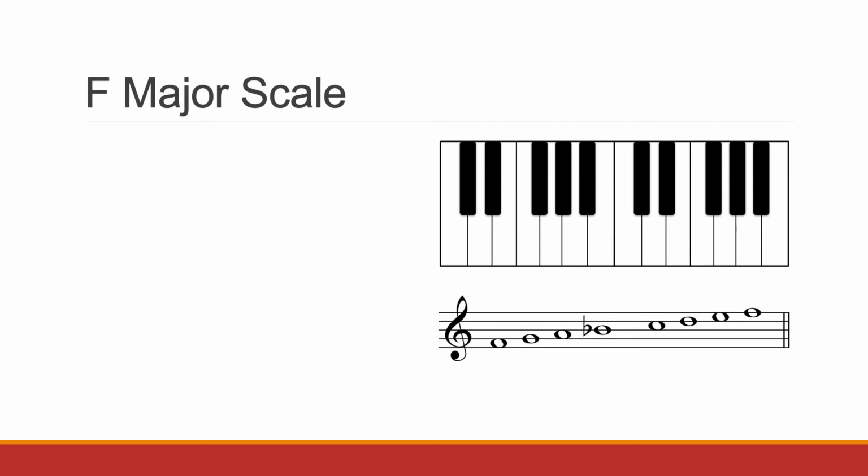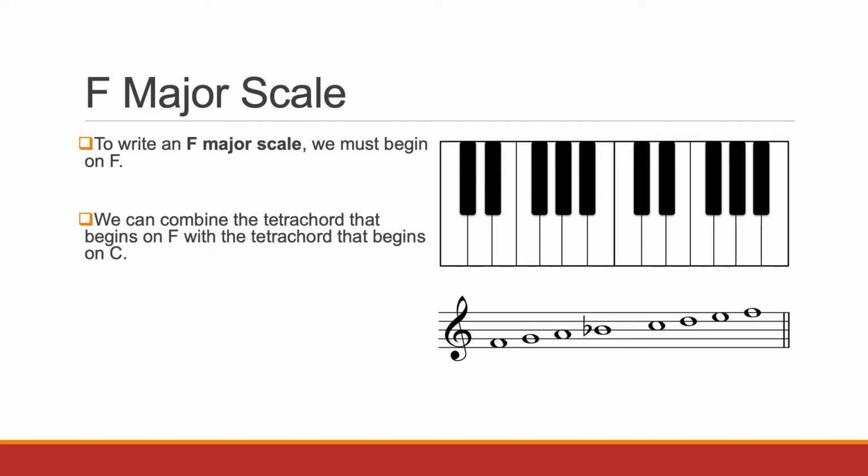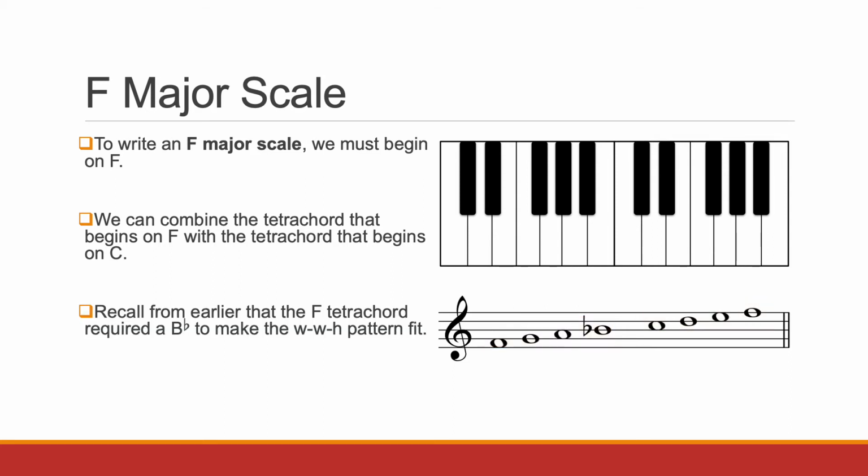The F major scale. To write an F major scale, we must begin on F. We can combine the tetrachord that begins on F with the tetrachord that begins on C. Recall from earlier that the F tetrachord required a B flat to make the whole half pattern fit. And now let's go through that F tetrachord, whole, whole, half.